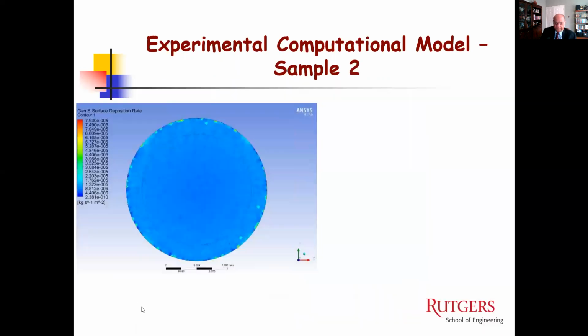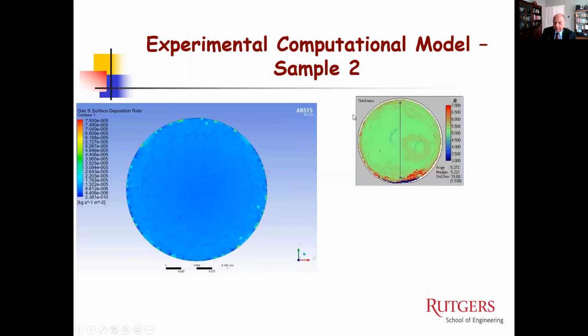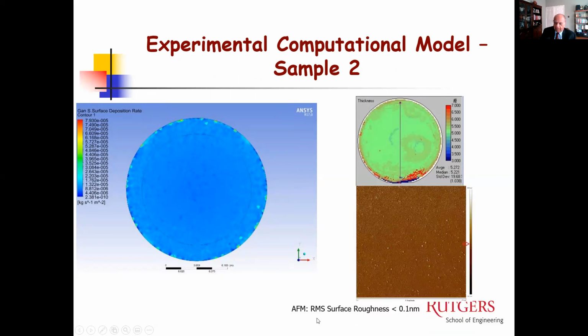than what we expected. Similarly, another sample had reasonably good uniformity, and we measured the thickness with a profile meter. Again, we see very good uniformity. And with the AFM, atomic force microscope, we also found that it's very uniform. Roughness is less than 0.1 nanometer. So excellent with this particular sample. And the difference was only 4.5% from prediction.